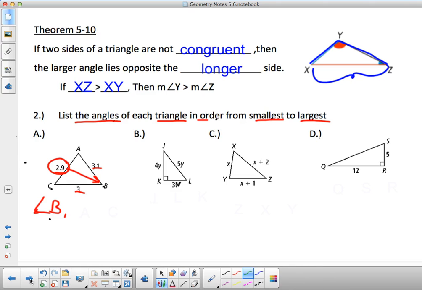Okay? Now, my next size side, the next up, Mr. Stroud. 3. Okay, great. 3 is opposite angle A. Angle A is the next angle in line. Okay? And then my last one, everybody's like, oh, I hope I get asked because that's it. I got it. Okay, it's the largest side that's left. It's opposite the largest angle. So 3.1 is opposite angle C. It's the largest side. Angle C is the largest angle. Okay, it's that direct.